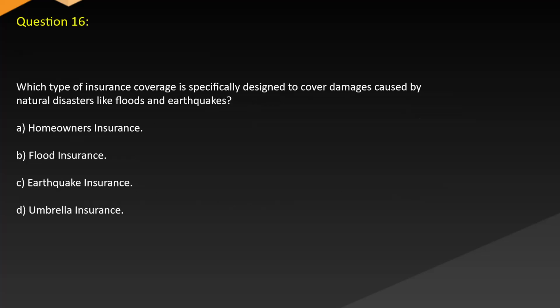Question 16. Which type of insurance coverage is specifically designed to cover damages caused by natural disasters like floods and earthquakes? A. Homeowners insurance. B. Flood insurance. C. Earthquake insurance. D. Umbrella insurance.